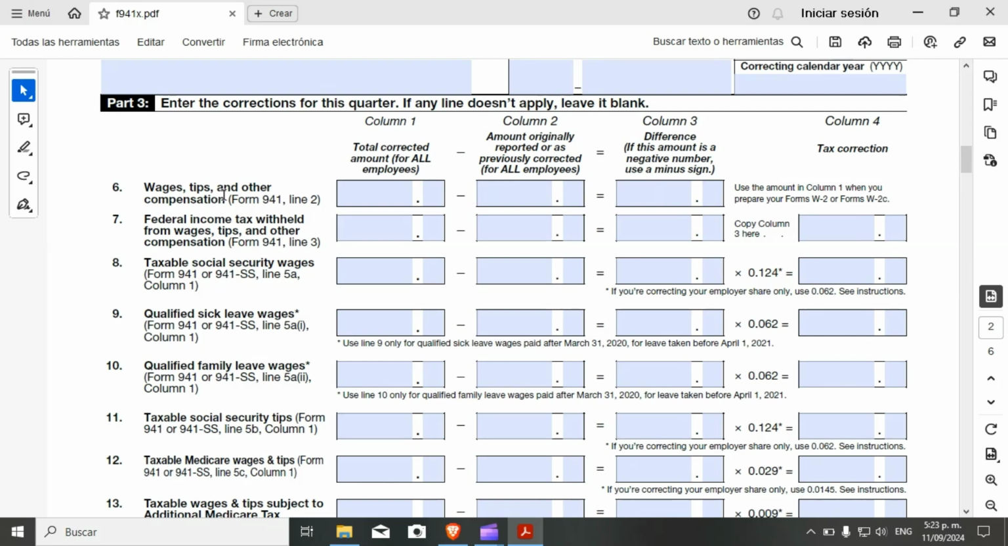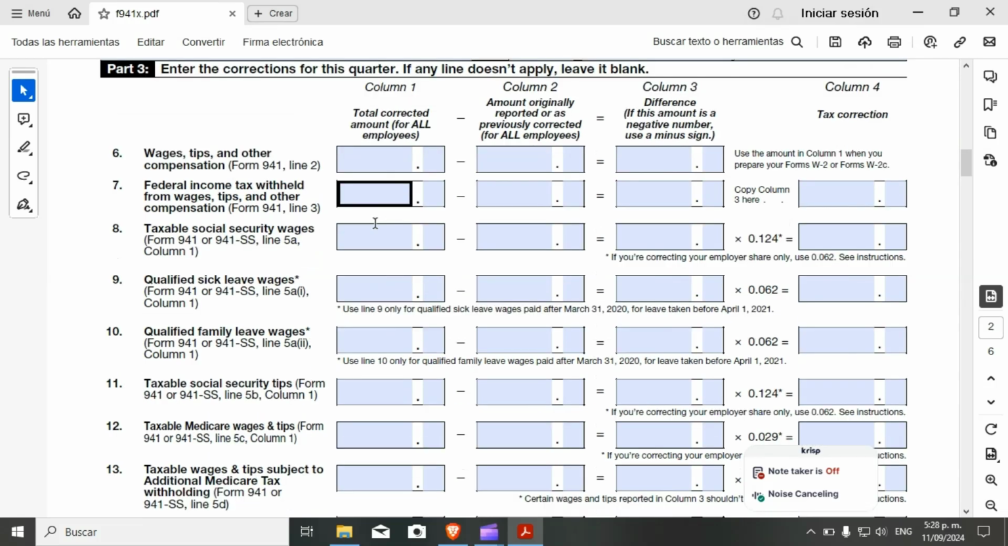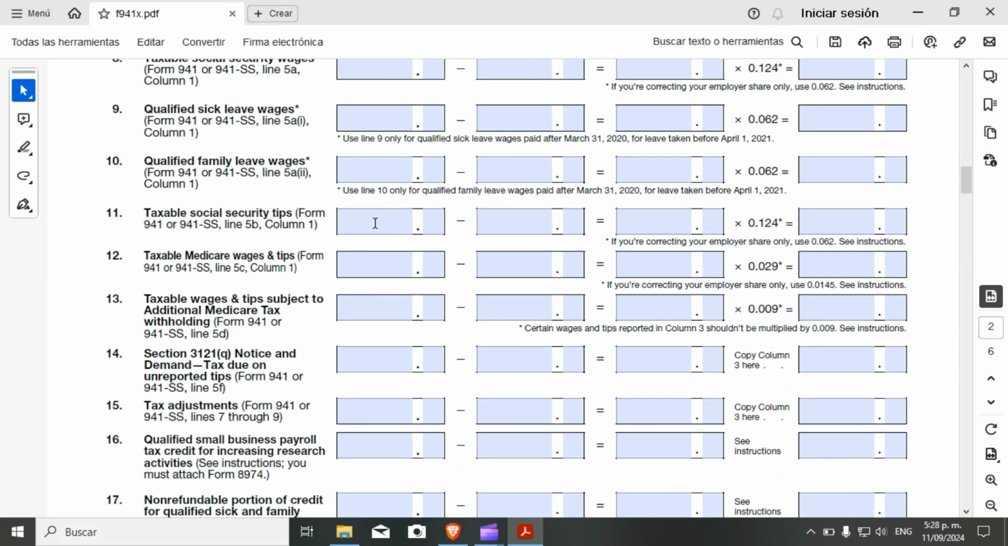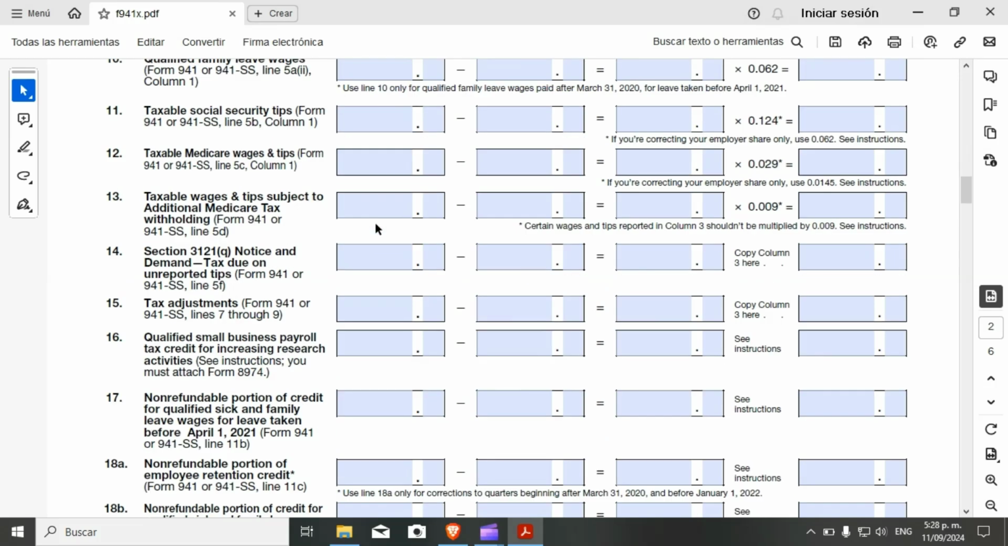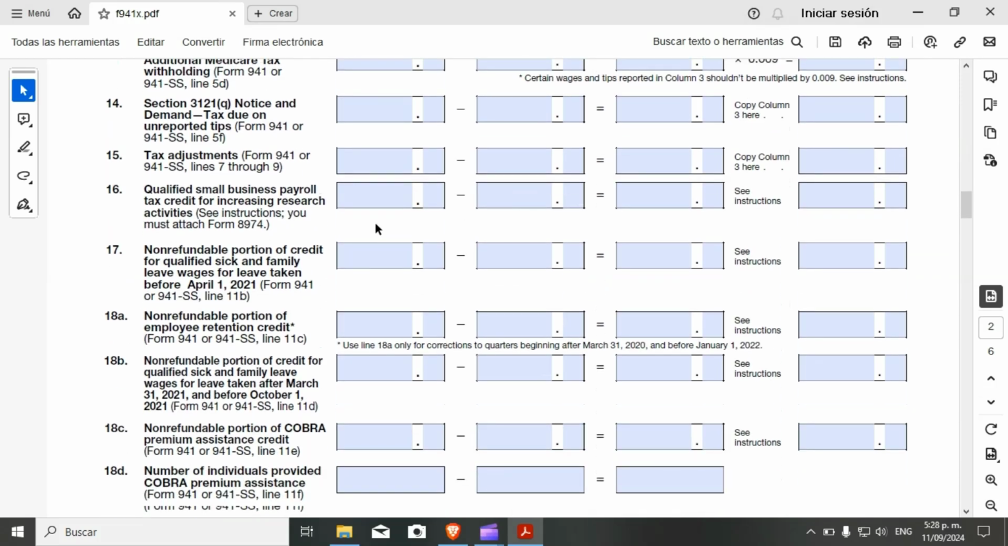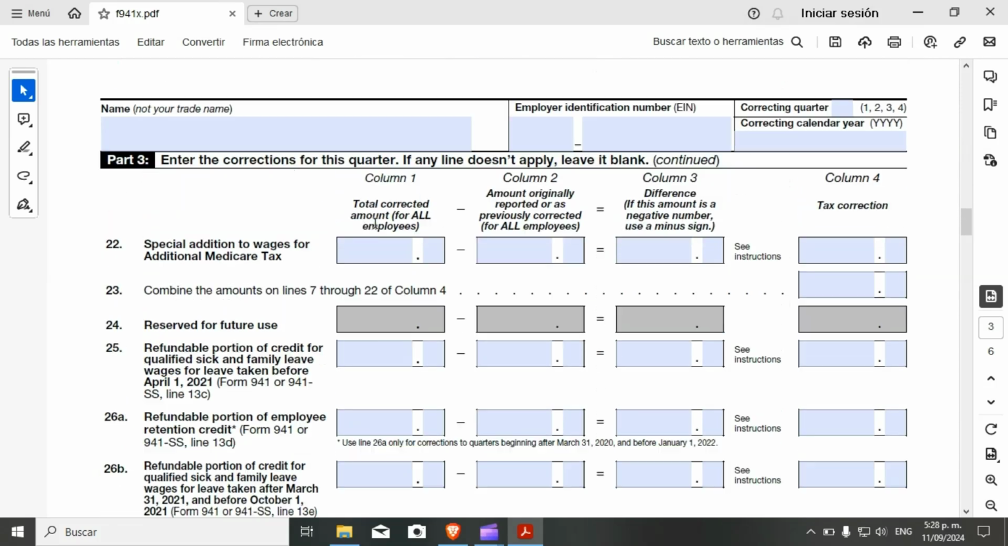So wages, tips, and other compensation, again, in accordance to tax code, how much do you have of this? Zero, right? Because you do not have government employees and you do not work for the government. So wages, zero. Federal income tax withheld, the correction is going to be zero because you weren't actually supposed to be taking taxes out. So this update is going to be all zeros as far as the corrected information, because none of this should have been taken out from the beginning.